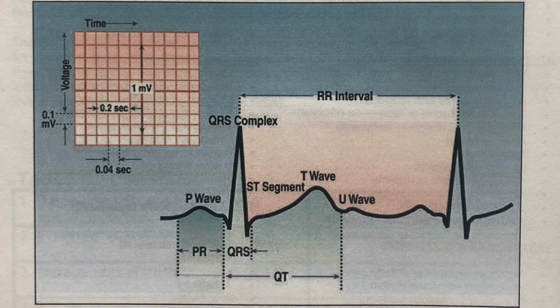The PR interval represents the time interval from onset of atrial depolarization, the P wave, to the onset of ventricular muscle depolarization, the QRS complex. The QRS duration is the duration of ventricular muscle depolarization, or the width of the QRS complex. The QT interval represents the duration of ventricular depolarization and repolarization, and the RR interval represents the rate of the ventricular cycle.